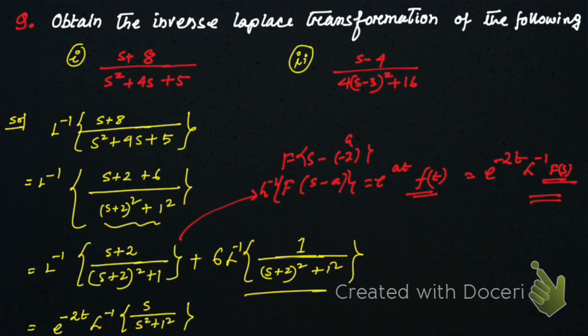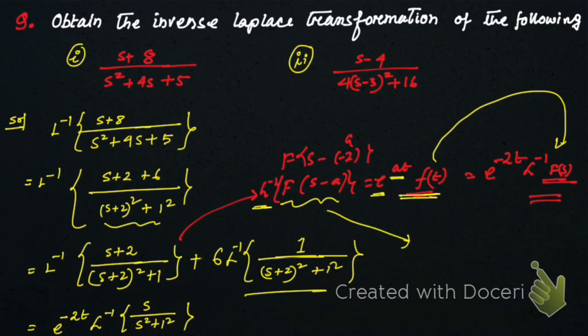Because you see, inverse Laplace transformation of f of s minus a is nothing but e to the power at f of t, and f of t is nothing but inverse Laplace transformation of f of s. So what do you mean by f of s? Now you see, if the f of s minus a is s plus 2 by s plus 2 whole square plus 1 square, then f of s. Now here you see we have got a is nothing but minus 2, right? If you compare with this, minus 2 minus s, you can consider that way.